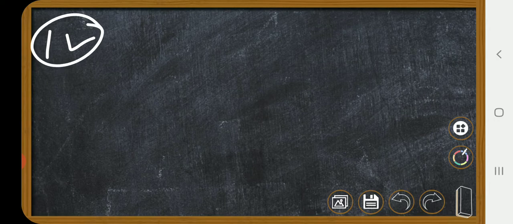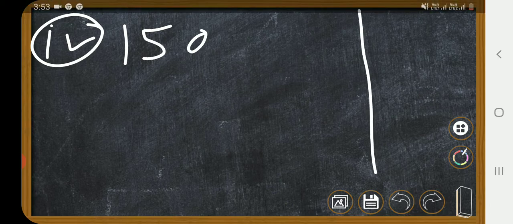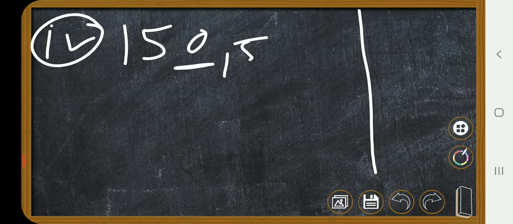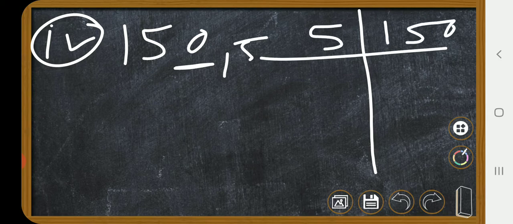Okay, next, second, I'll solve the fourth one for you. It is 150. I have already told you, if in the given number the unit place number is 0 or 5, it is divisible by 5. So 150, 5 will take this 15, 5 3s are 15, remains 0, so 0 will come down.